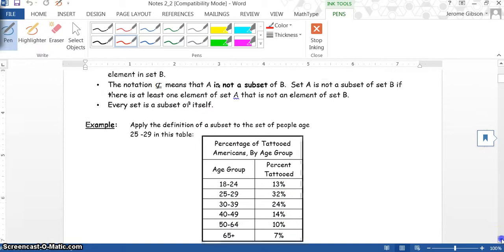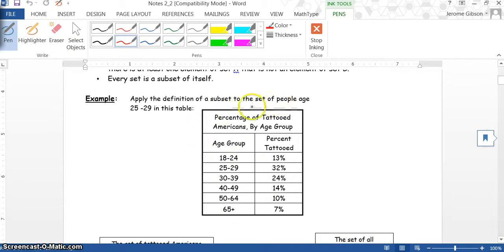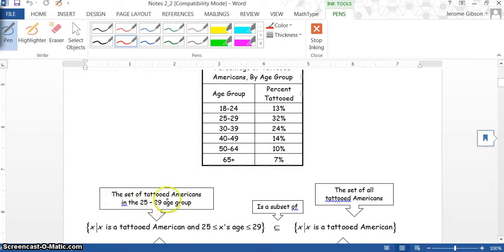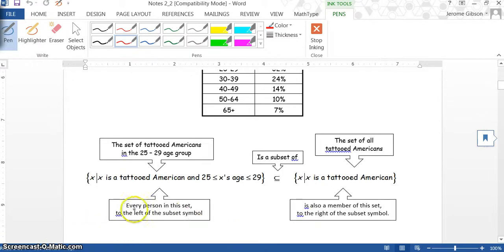Example. Apply the definition of a subset to the set of people aged 25 through 29 in this table. Now, it says here the set of tattooed Americans in the 25 to 29 age group. Now, we have here every person in this set to the left of the subset symbol. And then also, this is a subset of the set of all tattooed Americans. And then this is also a member of this set to the right of the subset symbol.